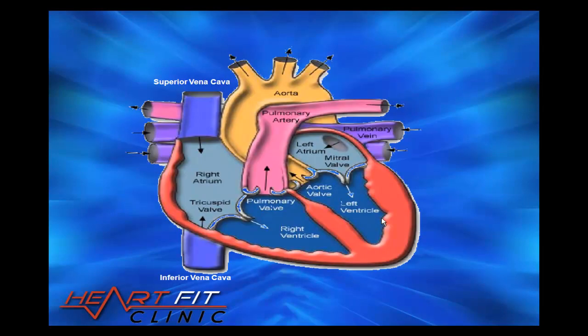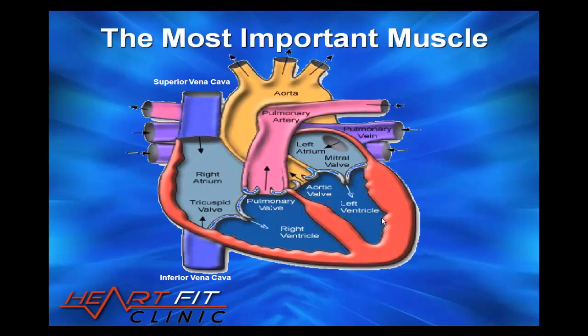Here is the anatomy of your heart, and we'll discuss a little bit more detail here now. It is the most important muscle of your whole body. So let's start off by talking about the 4 chambers of the heart. We have the right atrium, the right ventricle, the left atrium, and the left ventricle. Now we'll discuss the blood flow.